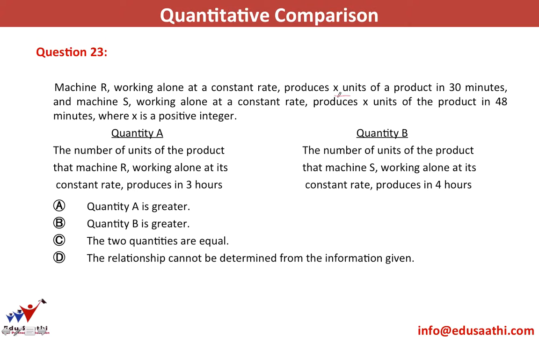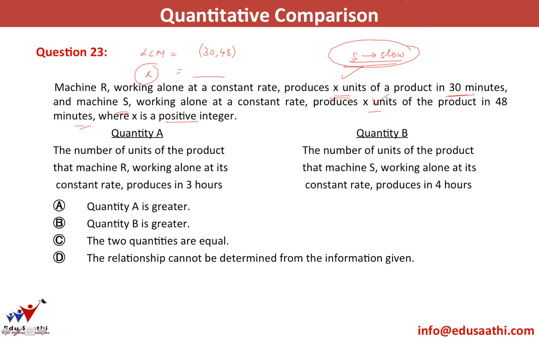Now here, X units are produced in 30 minutes by machine R, and X units are produced in 48 minutes by machine S. So I know S machine is slow because it is taking more time to produce the same X units, where X is a positive integer. Now, if you remember the time and work concept, I can always take the LCM of 30 and 48, if I can assume them to be the value of X.